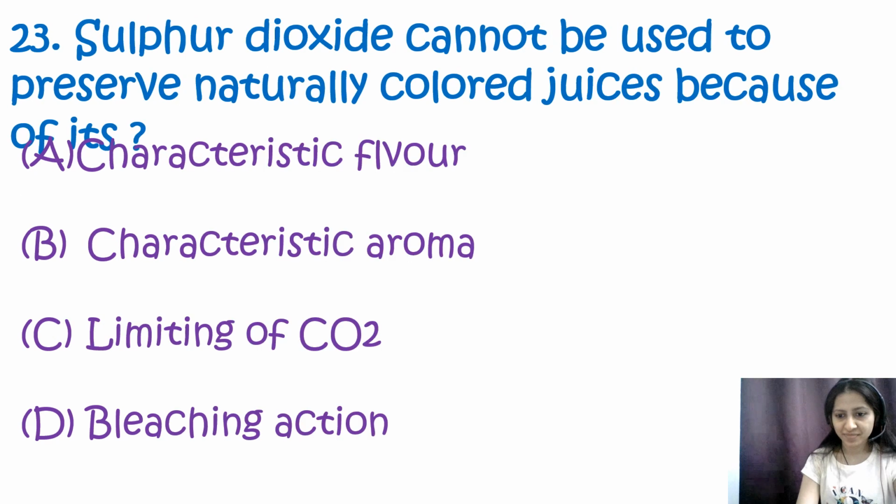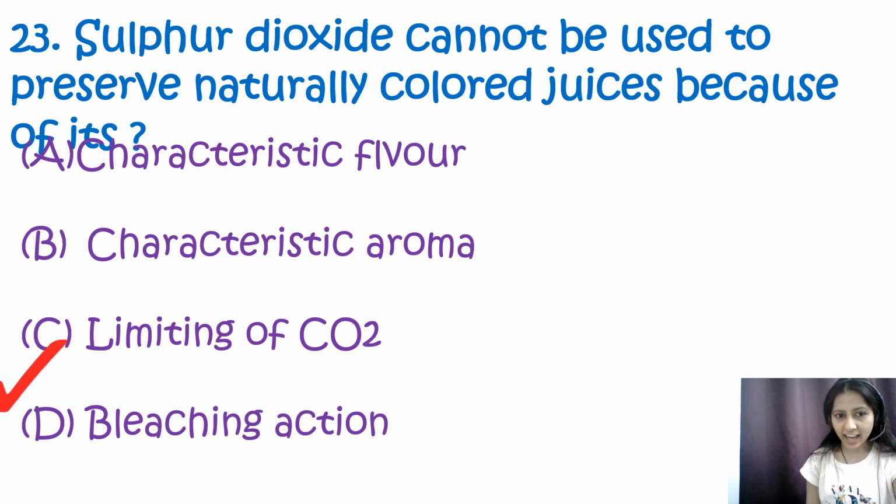Question number 23. Sulfur dioxide cannot be used to preserve naturally colored fruit juices because of its characteristic flavor, characteristic aroma, limiting of CO2 and bleaching action. So over here my correct option is option number D, that is bleaching action.